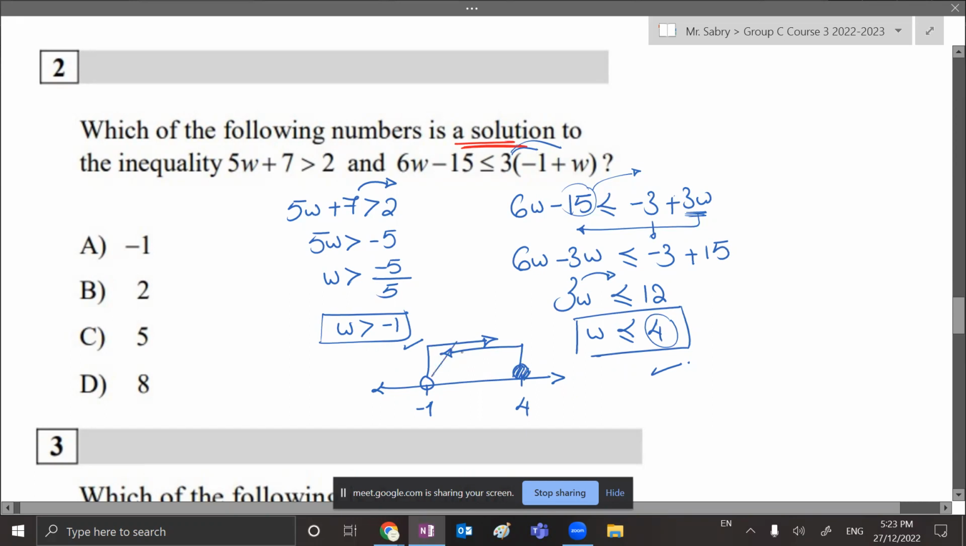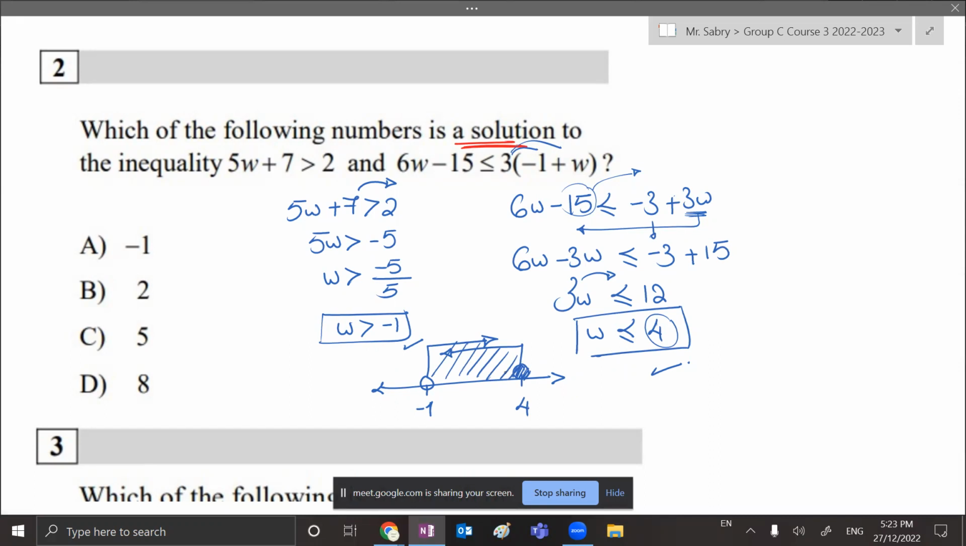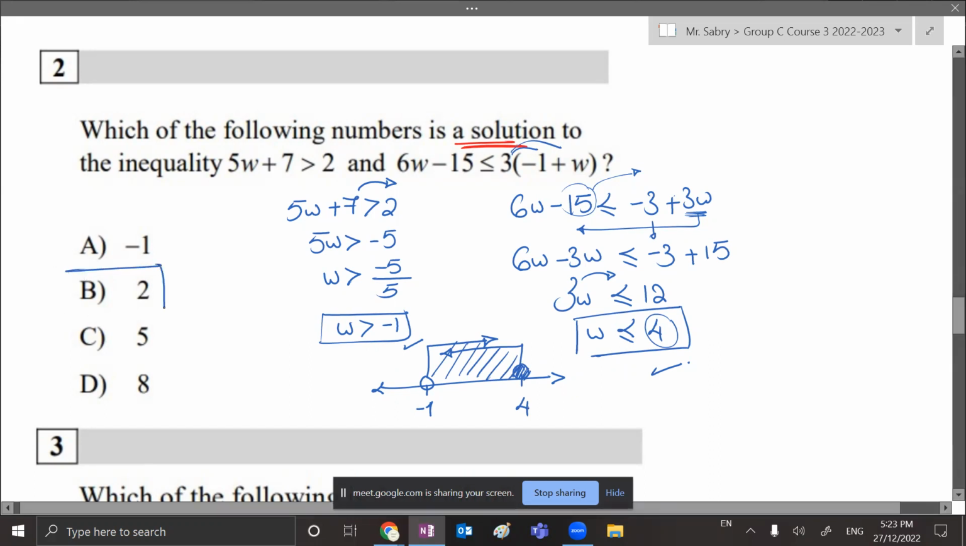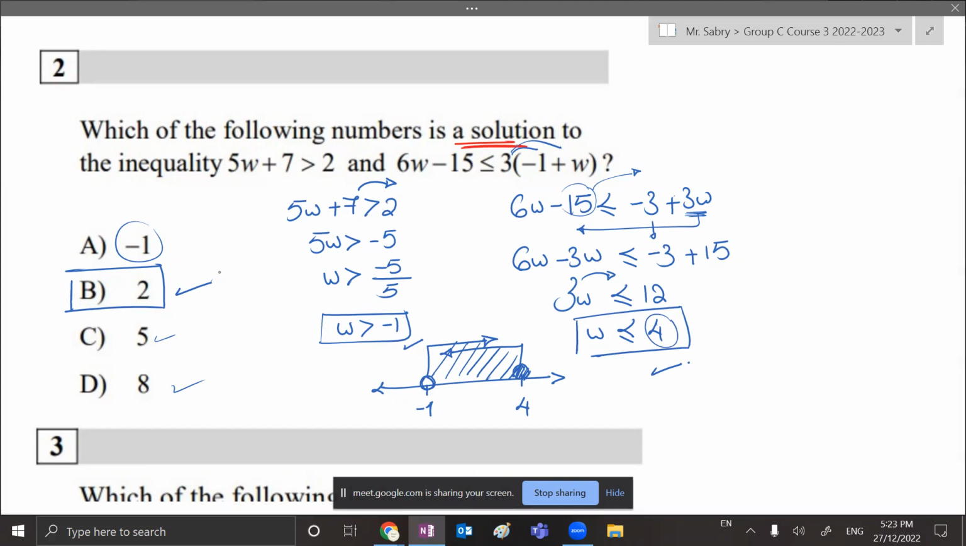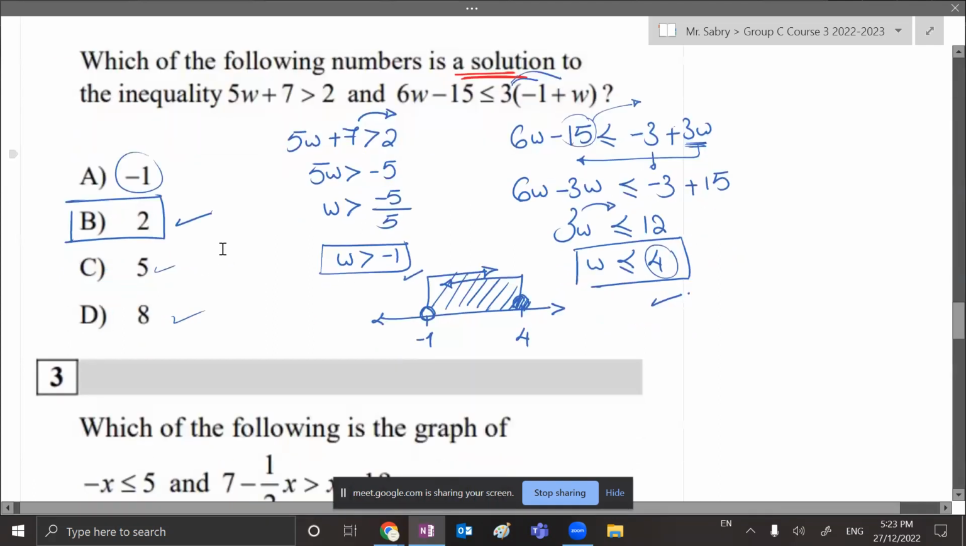So apparently any number in this zone is the solution. So any number between -1 and 4, that's a solution. So which of those is between -1 and 4? It's just the 2, because the -1 itself does not exist. It's an open circle. The 5 is bigger than the 4. The 8 is also bigger than the 4. So that's the only one that works. Does that make sense? Awesome.